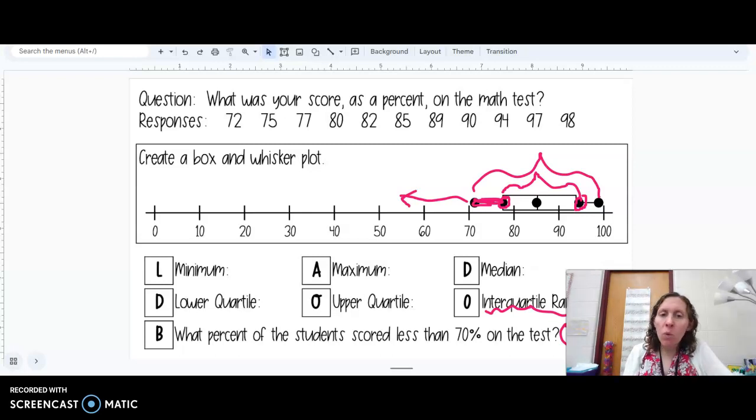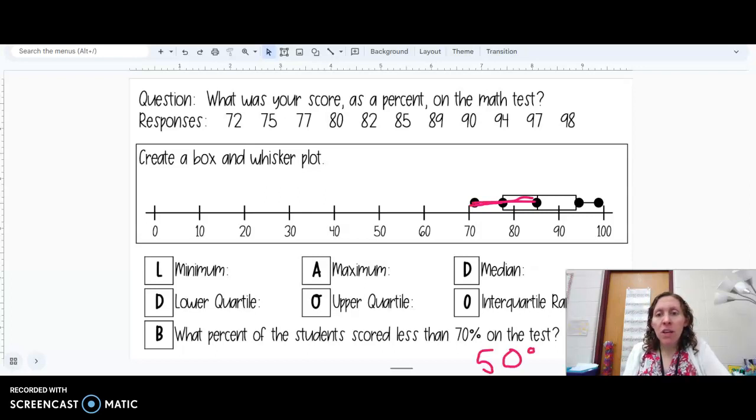All right, I'm going to add one here. What percent of the students scored, I'm going to say less than 85% on the test, if I added that question. 85% is right here. That's our median. So it would be this chunk right here and this chunk right here. That's kind of hard to see. Maybe I'm going to undo that and redo that again. All right, so it would be this chunk here and this chunk here. Each chunk is 25%. So 25%, 50%.